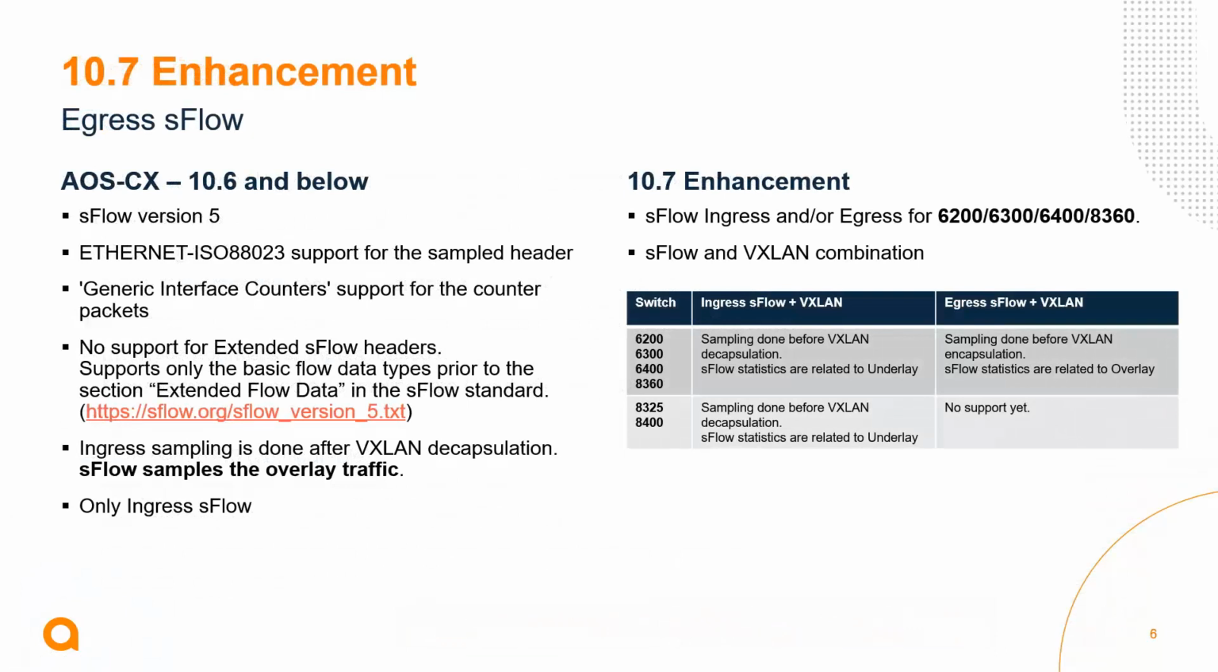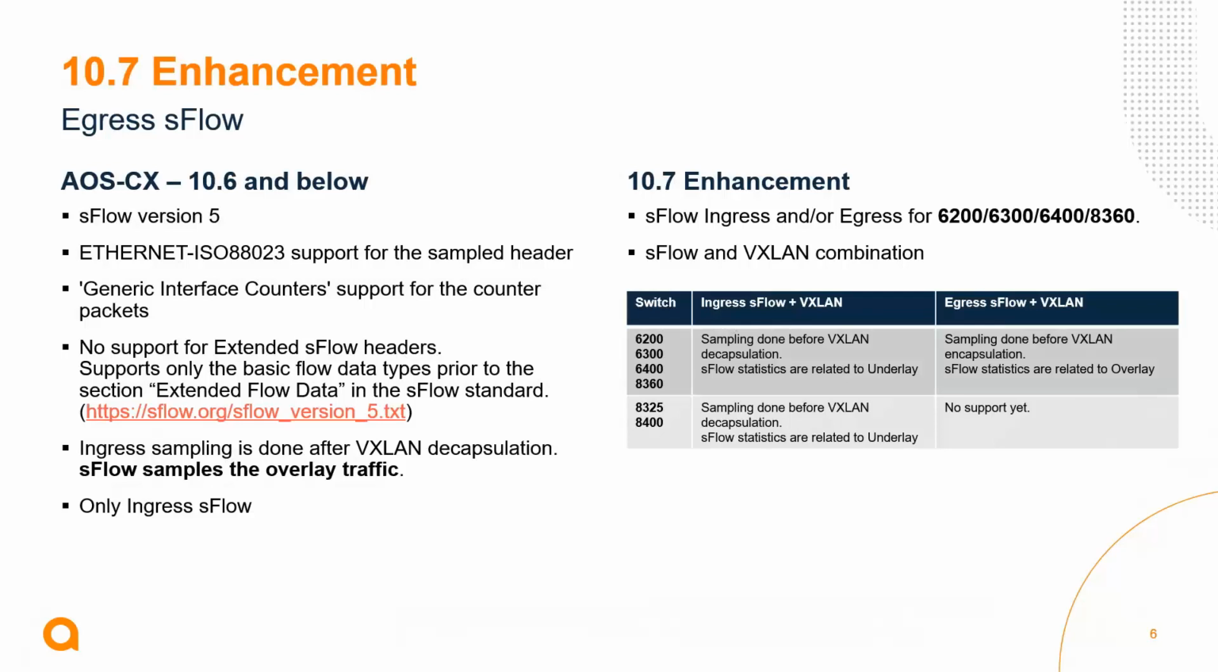So the CX features set for S-Flow in CX before 10.6 is listed on the left side. So we have S-Flow version 5. We support the traditional header, that is Ethernet ISO 8802-3. We support the counter packet as generic interface counters. However, there is no support for the extended S-Flow header.